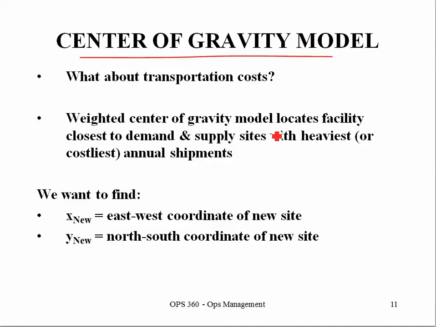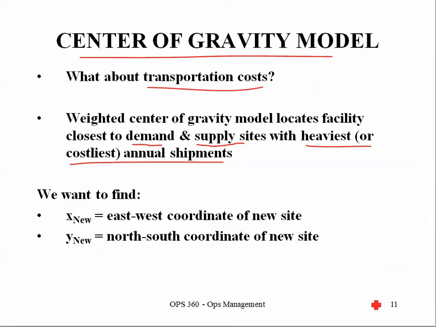A center of gravity model is going to focus pretty much exclusively on transportation costs. We're going to determine the location of our primary demand and supply sites, basically our suppliers and our customers. We're going to look at the ones that have the heaviest, costliest annual shipments, and we're going to try and locate our new facility in the general area of those sites that have the costliest annual shipments.